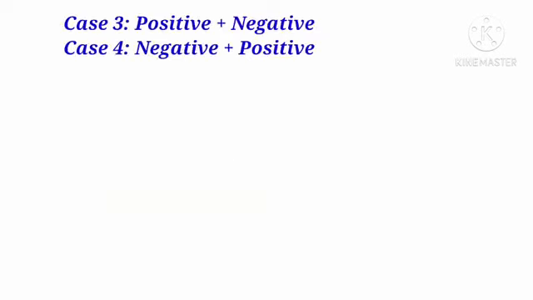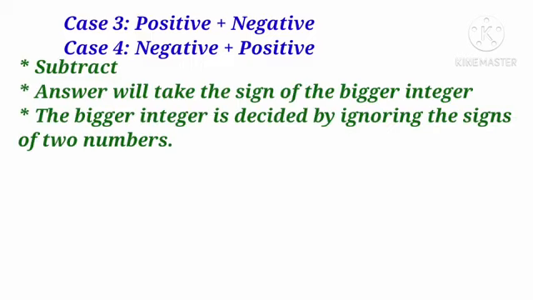Now let us see the third case and fourth case. Case 3 is addition of a positive integer and a negative integer, and case 4 is addition of a negative integer and a positive integer. Children, in case 3 and case 4 we use the same rule. If we are given a positive integer and a negative integer, or a negative integer and a positive integer, we subtract. Here, the answer will take the sign of the bigger integer. Children, here, the bigger integer is decided by ignoring the signs of the two numbers.